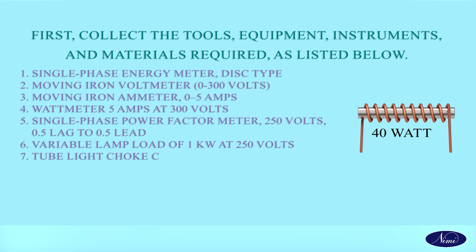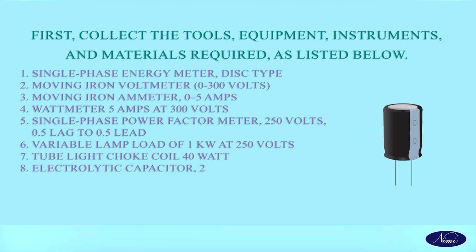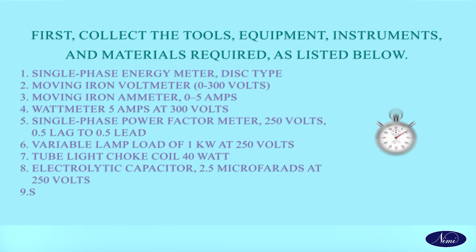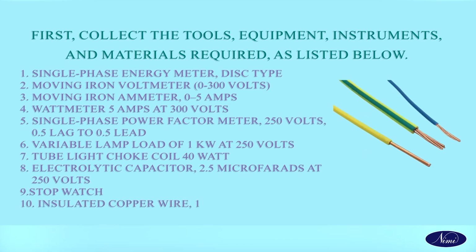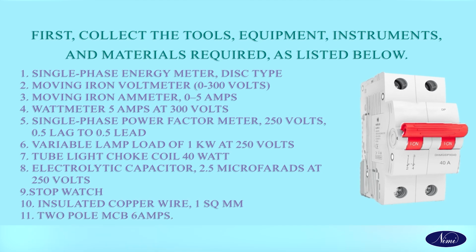Tube-light choke coil 40 watt. Electrolytic capacitor 2.5 microfarads at 250 volts. Stopwatch. Insulated copper wire 1 square millimeter. 2-pole MCB 6 amps.